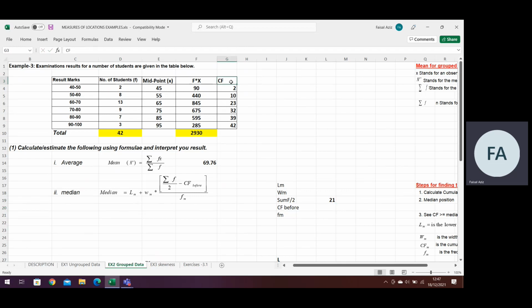Now this 21 we have to search for in the cumulative frequency column. Here is the cumulative frequency. You see this is 10, this is 23. If you find the exact number you are searching for in the cumulative column, you stop there. If you do not find the exact number, then you select the following number. Here I have not found 21, but the number next to 21 is 23. So I will select this, and this way I will select this entire class and highlight it.